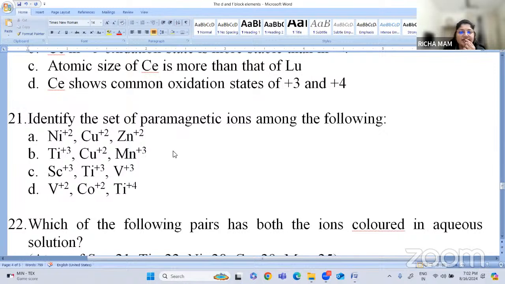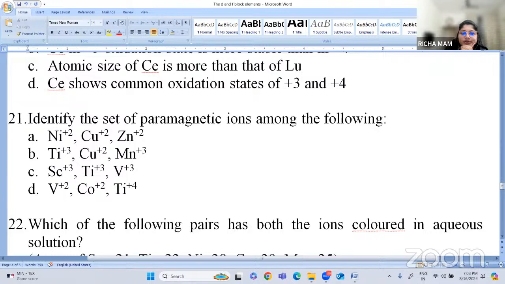Identify the sets of paramagnetic ions among the following. There are 3 ions in each option. You have to tell which set consists of paramagnetic ions. Paramagnetic means there should be the presence of unpaired electrons. So try to answer this. Very easy question.